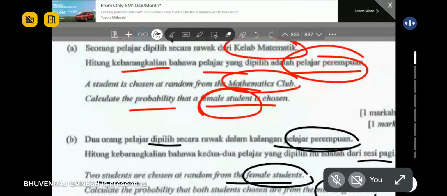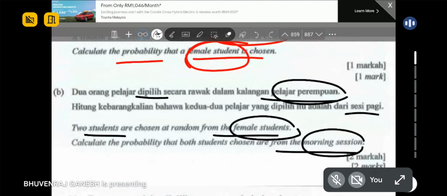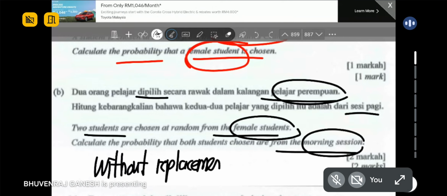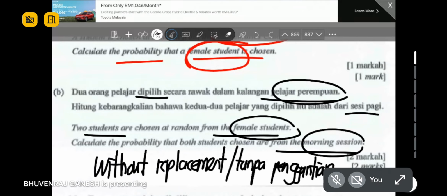Although the question never say anything, soalan tak bagi tahu apa-apa, you must assume without replacement lah, guys. The case over here is without replacement. Tanpa penggantian. Kamu kena anggap yang ni. That's why jumlah dia kurang satu. Faham, guys? You guys get the concept? So it's tanpa penggantian. Okay?